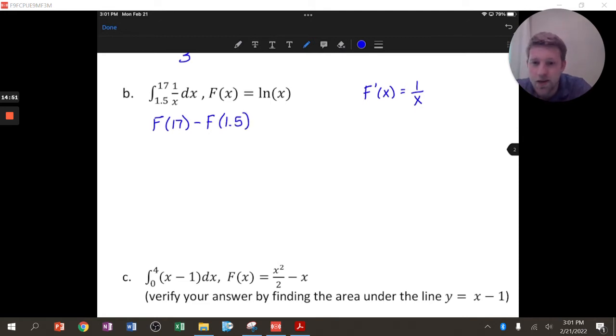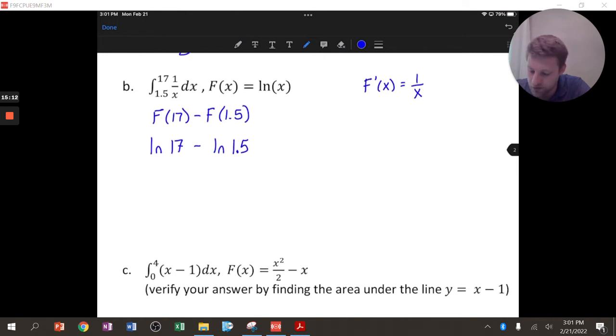In this case, capital F is just the natural log function. So we can say that's the same as natural log of 17 subtract the natural log of 1.5. That's the only part of the function. If we put this into our calculator and round to a couple decimal places, this would give us an approximate solution of 2.43.